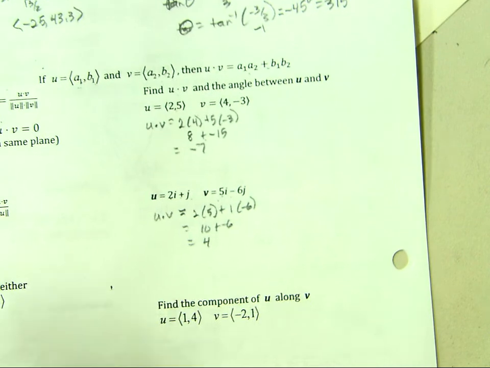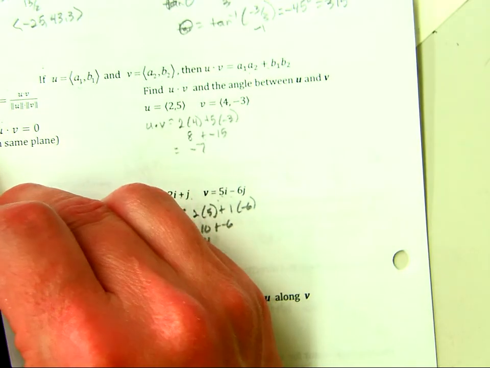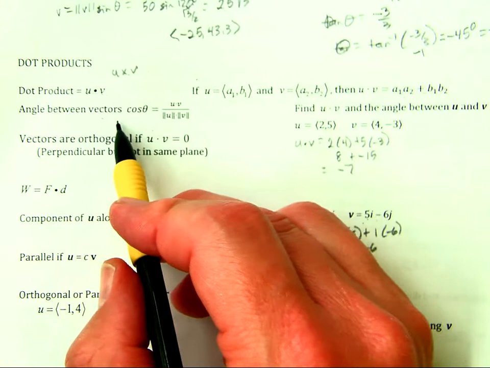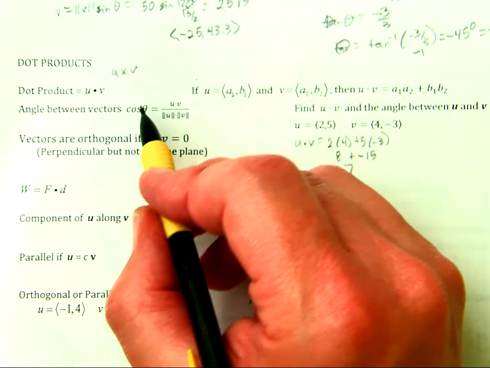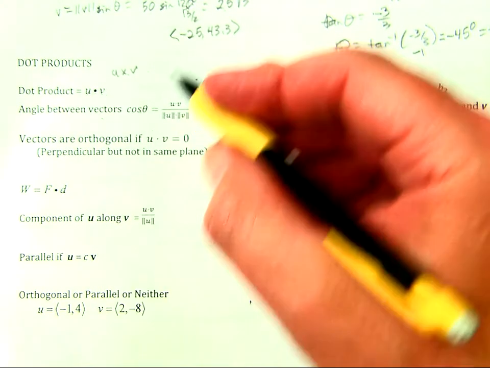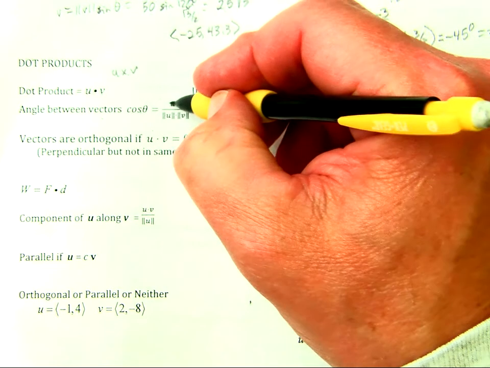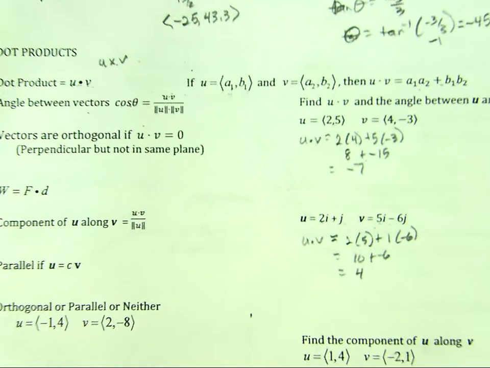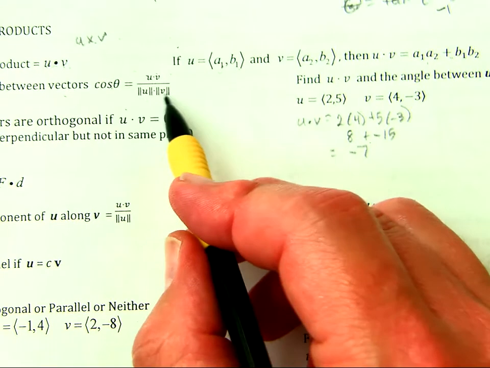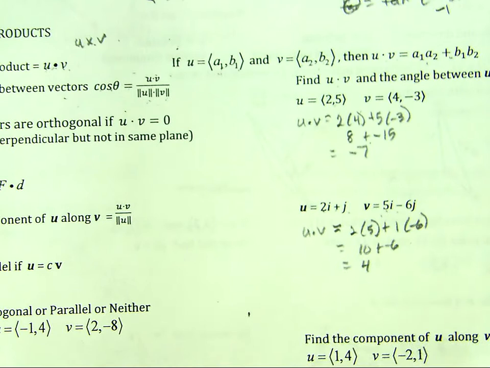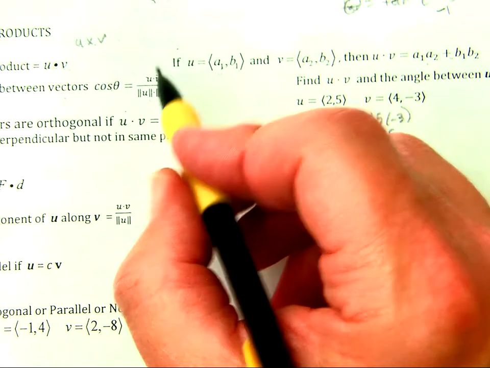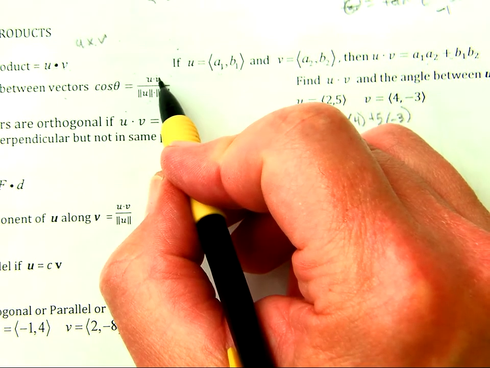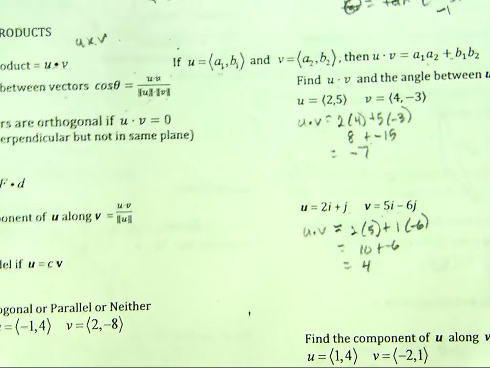One of the things a dot product is useful for is finding the angle between two vectors. If you want the angle between two vectors, the cosine of theta equals, on top, u dot v, the dot product like we just did. On the bottom, we multiply the two magnitudes together. So to find the angle between two vectors, we need the dot product of the two vectors, and the magnitude of each one of them.